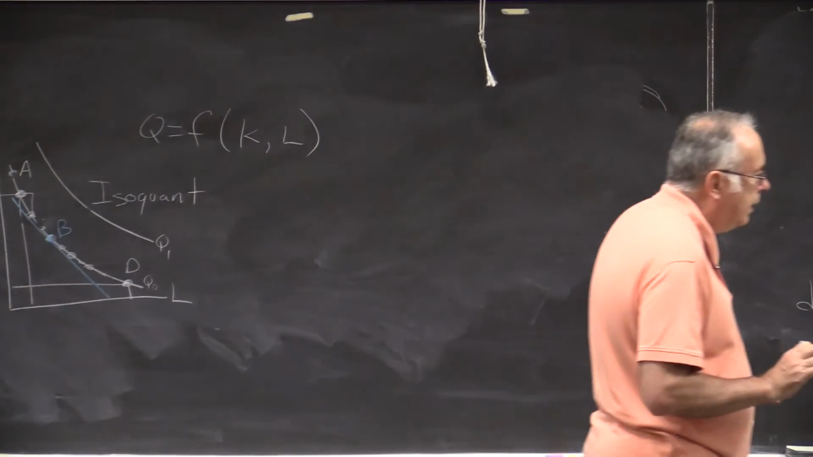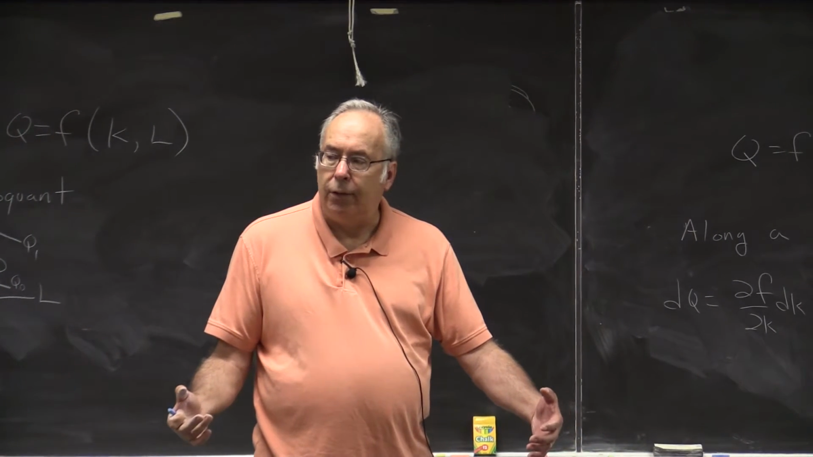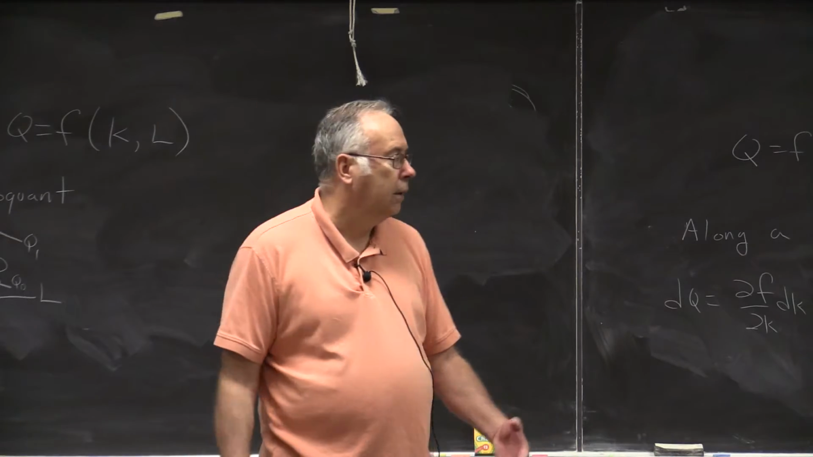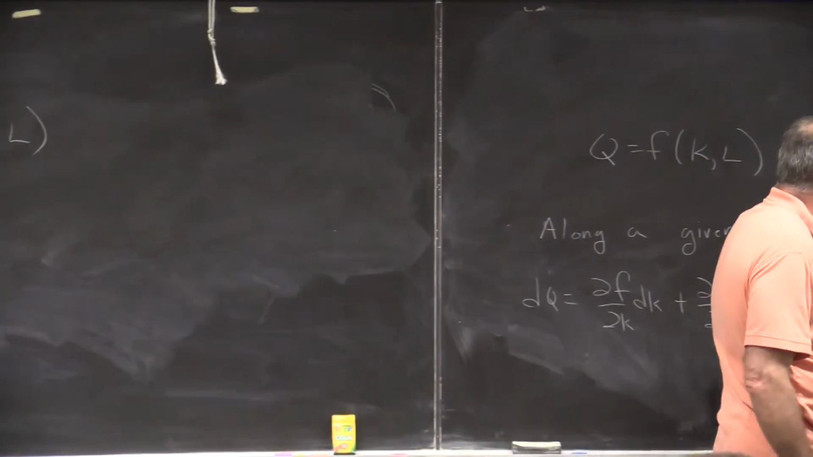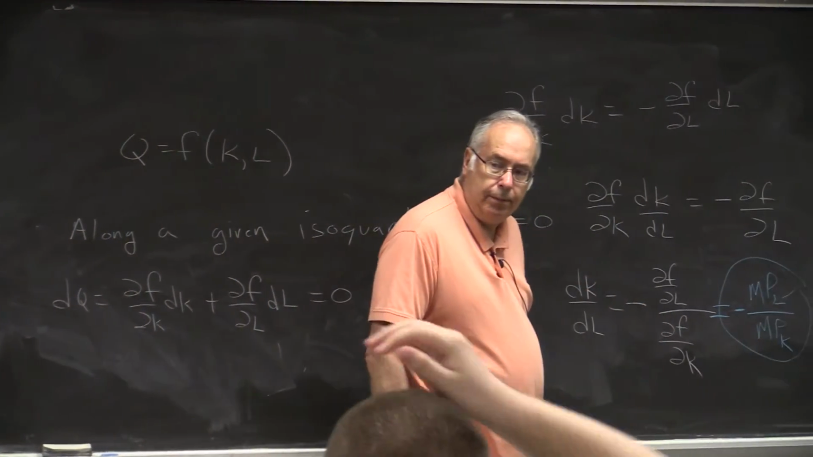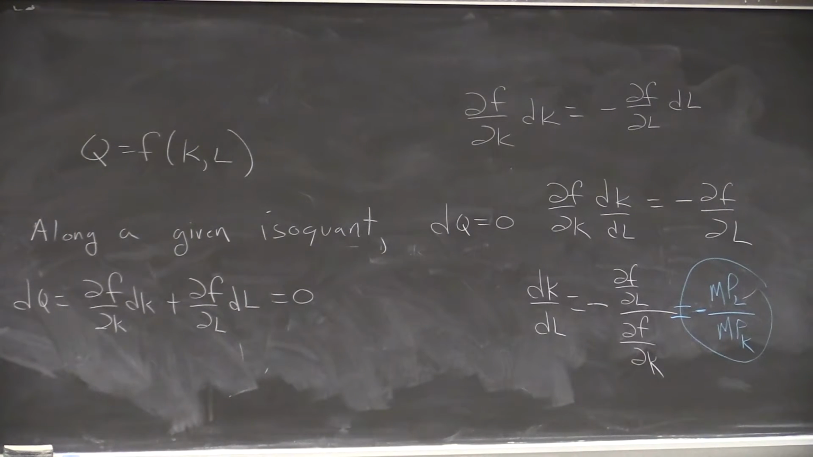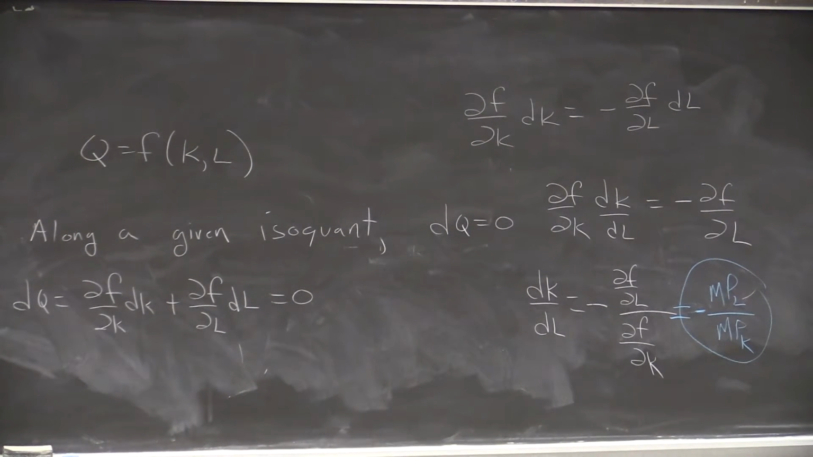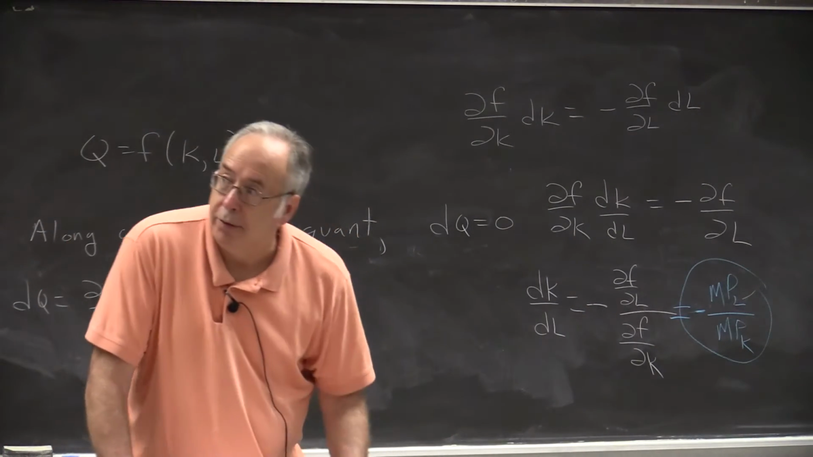Okay, so it allows us to figure out what the slope of the isoquant is at a point. The dK/dL is just minus partial f, partial L over partial f, partial K. So we can figure out what the slope of an isoquant is at a given point using this one. That's one application of the concept of the total differential.